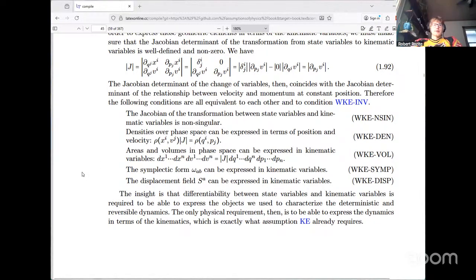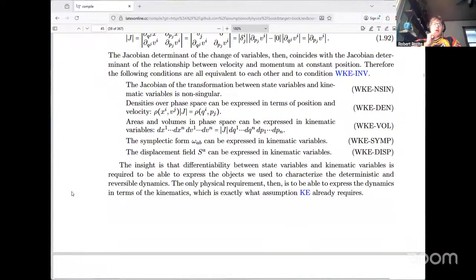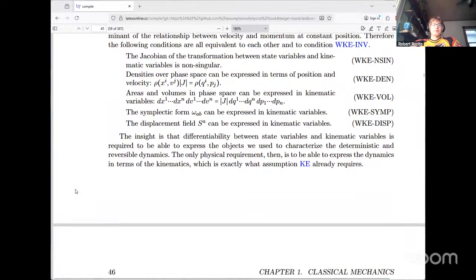The insight is that differentiability between state variables and kinematic variables is required to be able to express the objects we use to characterize the deterministic and reversible dynamics. The only physical requirement then is to be able to express the dynamics in terms of the kinematics, which is exactly what assumption KE already requires.